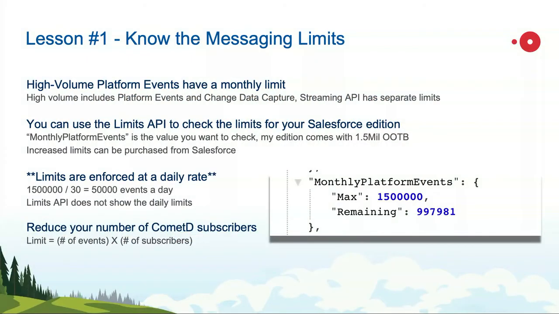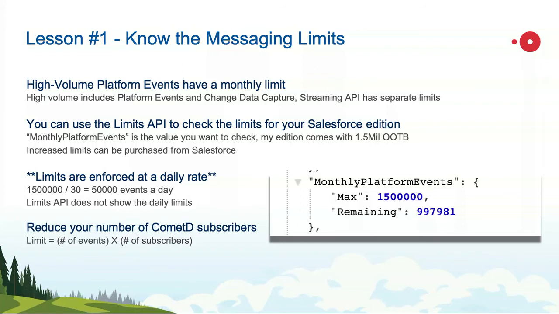First up, you want to know the limits that you're working with messaging on the platform. When you start to look at the limits, you're going to want to look at what John mentioned, which is high volume platform events. These are used by platform events, but also change data capture. There's an API that's available called the Limits API. This is the API you're going to need to use to check your limits. And it could be different depending on the version of Salesforce you have. So you really just want to use this API as the source of truth for those numbers. The parameter that you want to check in that API is called monthly platform events, which I show here in a screenshot. In my specific org, I had 1.5 million platform events per month.